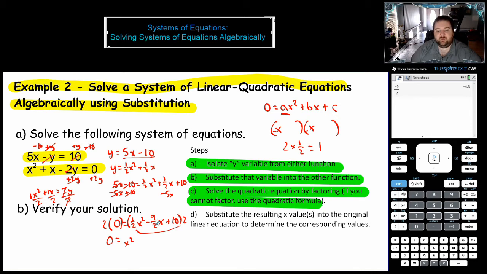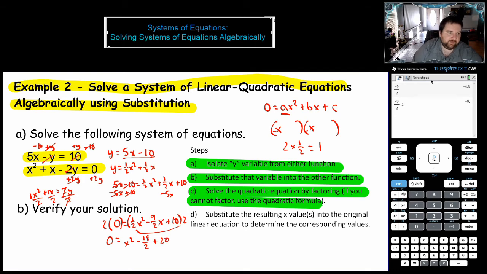What's negative 9 over 2 times 2? It's negative 18 over 2, but just so we are clear, negative 9 over 2 times 2 is negative 18 over 2, which is negative 9. And then 10 times 2 is plus 20.